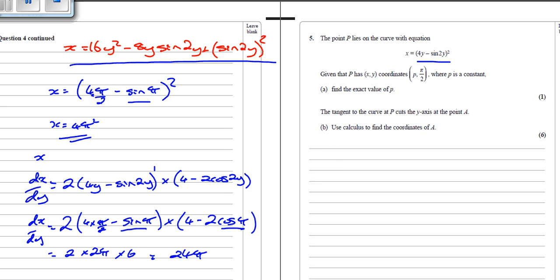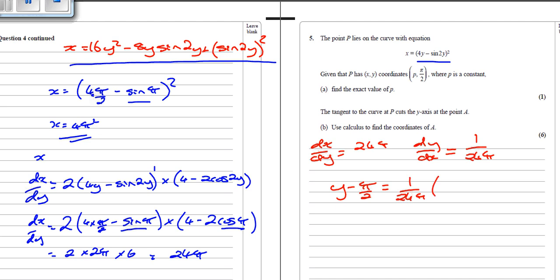So now we've got dx by dy as 24 pi. So then dy by dx, we're going to get 1 mark for doing this. We're going to flip upside down, so it's going to be 1 over 24 pi. And if we're going to work out the tangent, y minus y1, that's going to be y minus pi over 2 equals a gradient which is 1 over 24 pi, x minus x1.